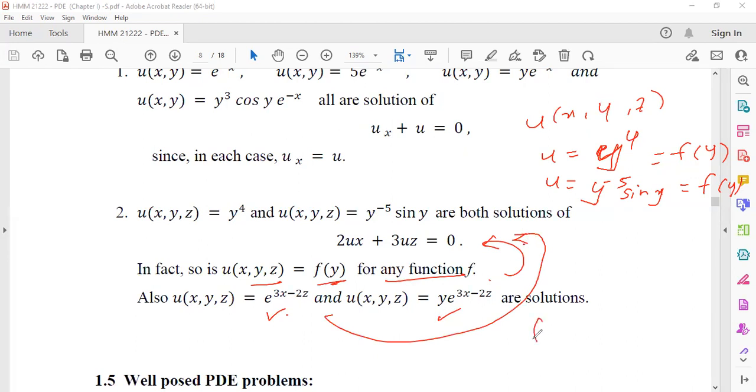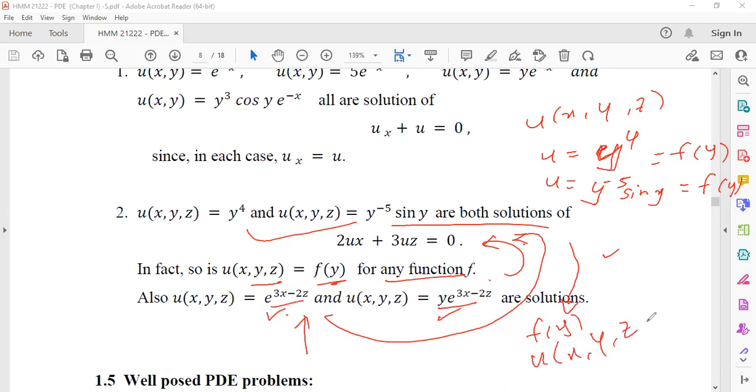Therefore, we can't write it as f of y. If only those two were solutions, we could write it like this. But there are possibilities: this one is also a solution, this one is also a solution. Therefore, we can say u has more than one independent variable, because z is also here, x is there, y is there. So this is what they are explaining in that way.